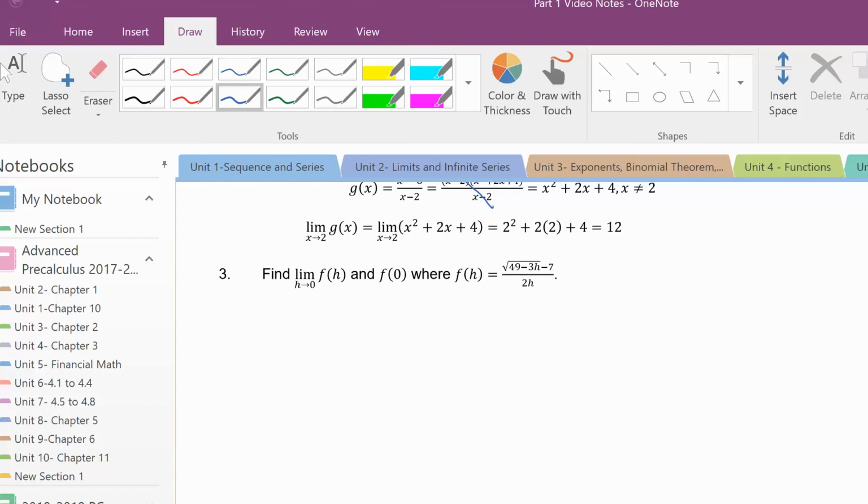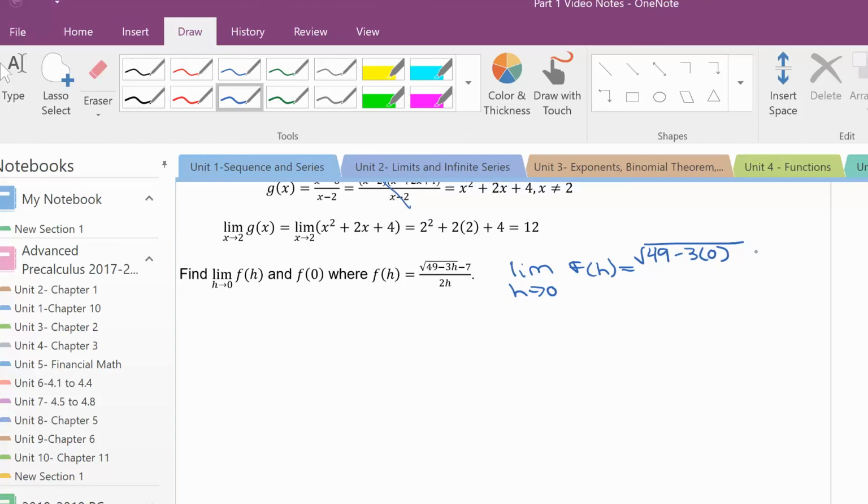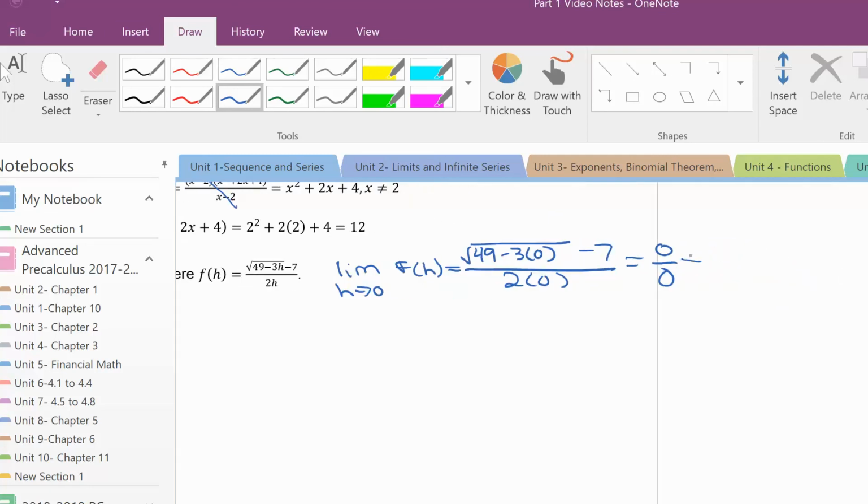So the first one here, we're finding the limit as h approaches 0 of the function. Notice we'd get the square root of 49 minus 3 times 0, minus 7, over 2 times 0. So we would get 0 over 0 because this is 7 minus 7, which is 0. So that means it's indeterminate. So that means we have to do some algebra.